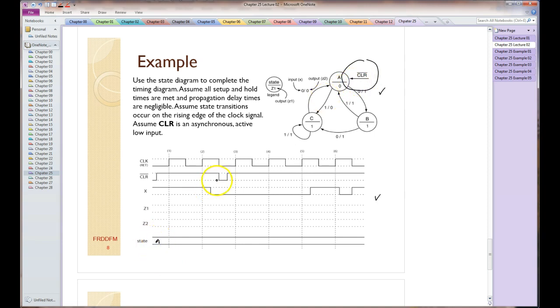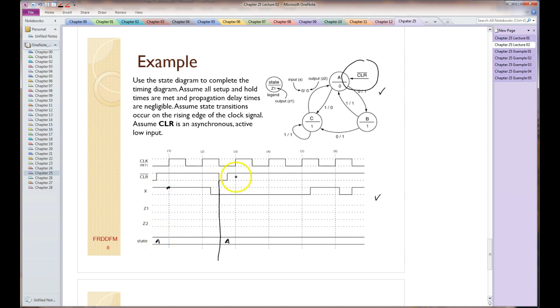There's another thing to notice here. When you're doing these problems, go look for those asynchronous clears and mark them, because if you don't, you'll forget. So what we're going to do here is we can see that at this point it goes back to state A, and I don't know what the other states are, but we'll figure it out. In state A, what controls the transitions is X.